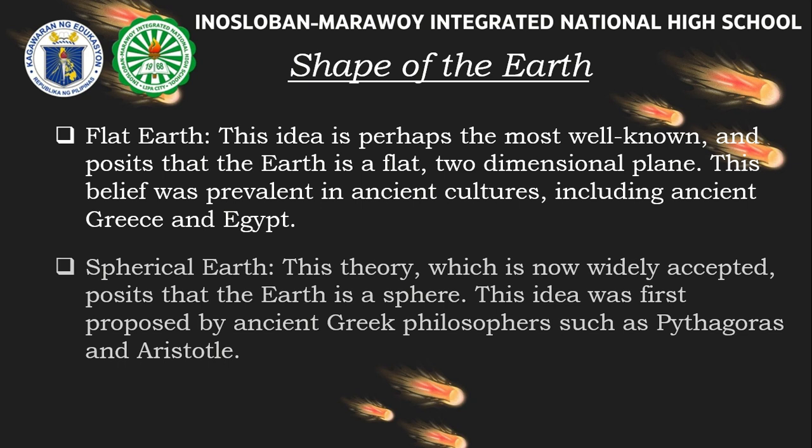The next one, we have the spherical earth. So, this theory, which is now widely accepted, posits that the earth is a sphere. This idea was first proposed by ancient Greek philosophers such as Pythagoras and Aristotle. Sabi ni Pythagoras and Aristotle that the earth is a sphere or in round shape.